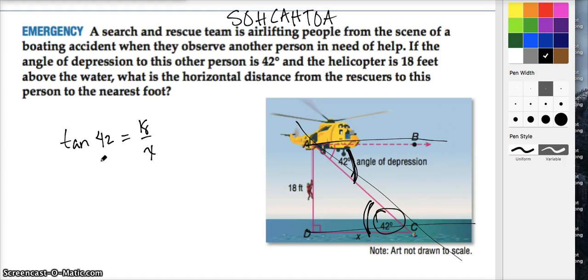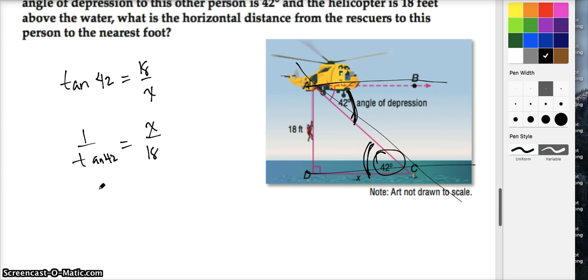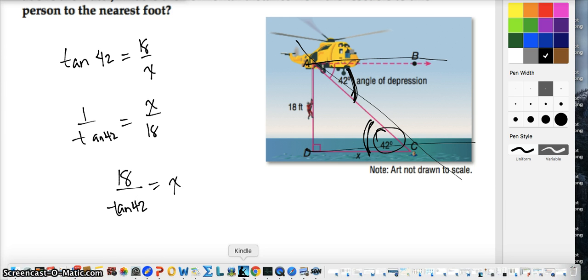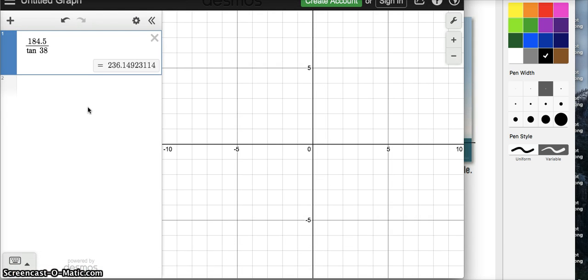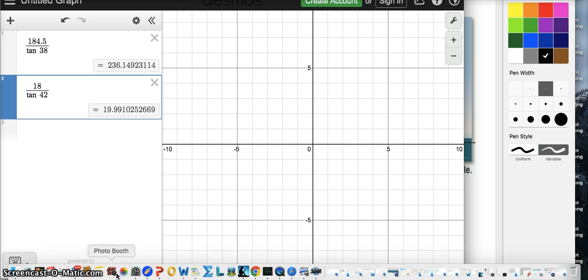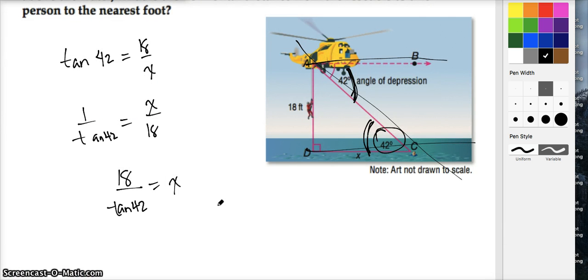All right. So now that we've got that, we're going to solve this like we did the last one. Take the reciprocal of both sides. X over 18 is equal to 1 over the tangent of 42. Therefore, multiply both sides by 18 and I get 18 over the tangent of 42 is equal to x. I'm going to take a trip over to Desmos and calculate this by simply putting in 18 divided by the tangent 42. Now I'm confident that we're in degrees, so I don't need to go and check that. I got 19.99, which is basically 20 feet. So we can conclude that x is equal to approximately 20 feet.